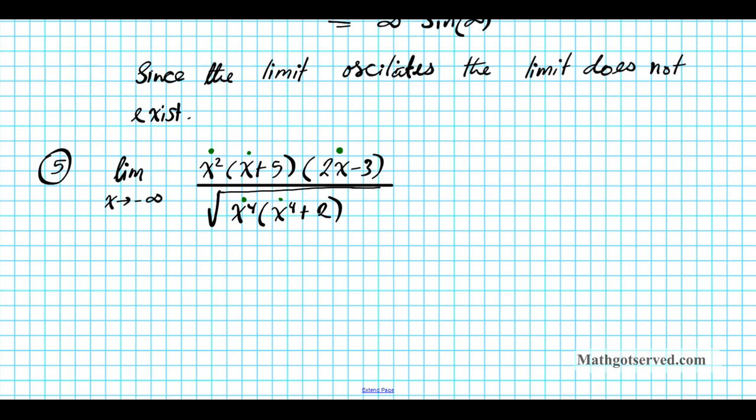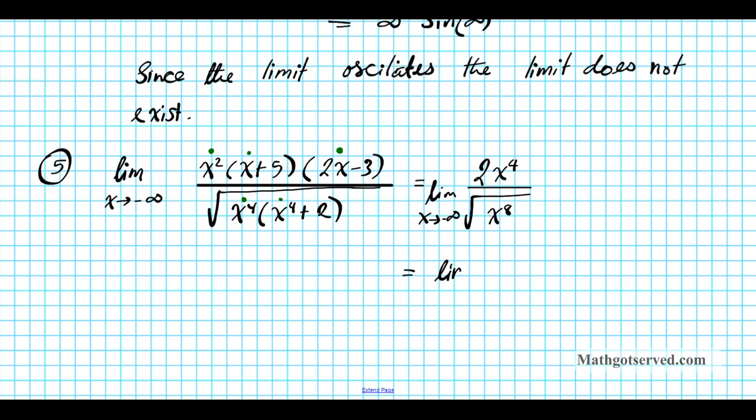So the leading term of the numerator after expanding it completely is going to be 2x to the fourth. And that's all we care about, the leading term. In the denominator, the leading term is going to be the square root of x to the 8th. All right, so we're going to take that limit as x approaches negative infinity. And then let's simplify it a little bit.